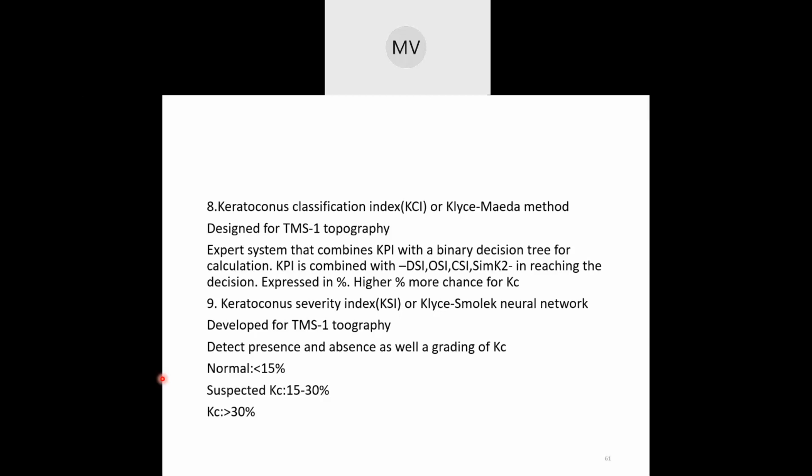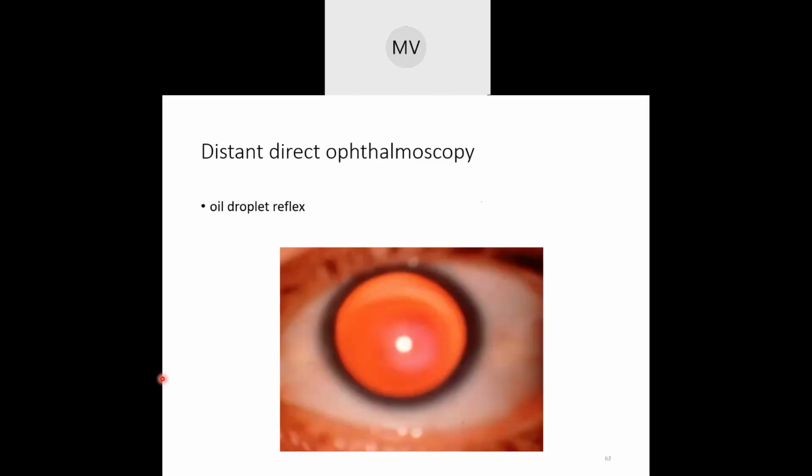Keratoconus severity index: a small neural network developed for TMS-1 topography to detect the presence and absence as well as grading of keratoconus. If it is normal, it will be less than 15%, suspected 15 to 30, and more than 30 will be mentioned as keratoconus. Distant direct ophthalmoscopy will give an oil droplet reflex because of the increased power of the cornea.